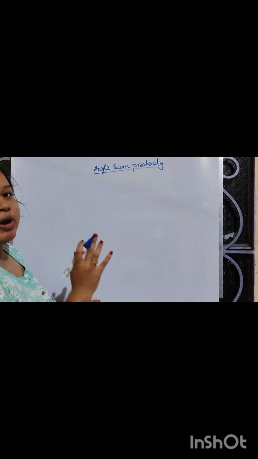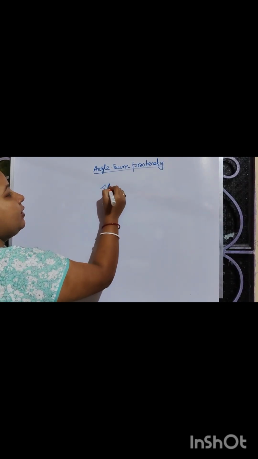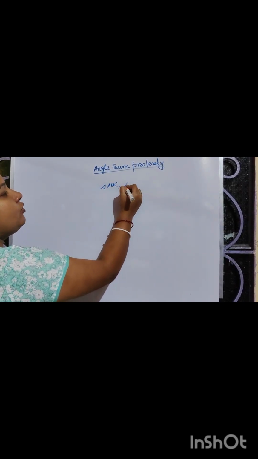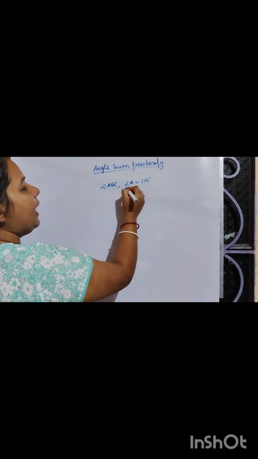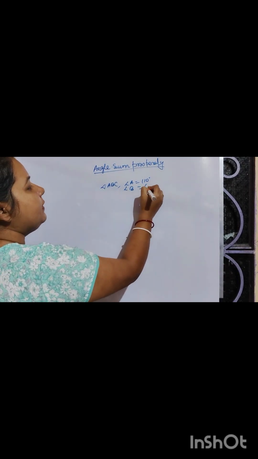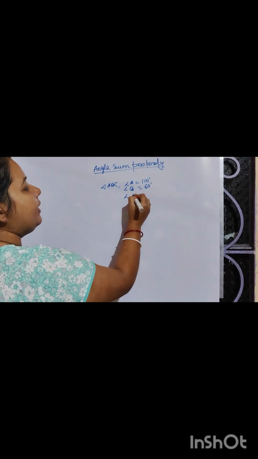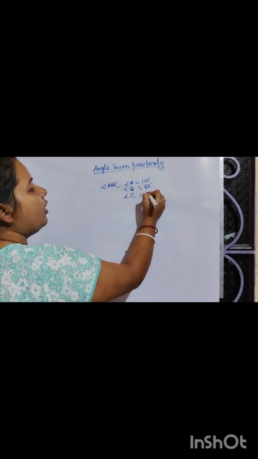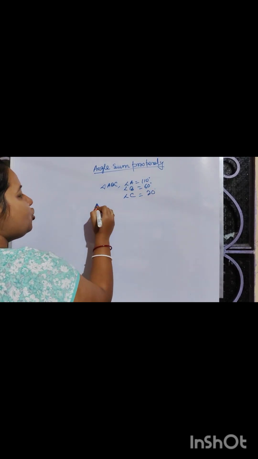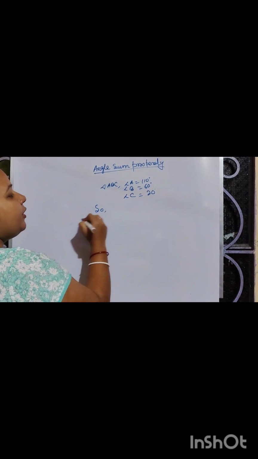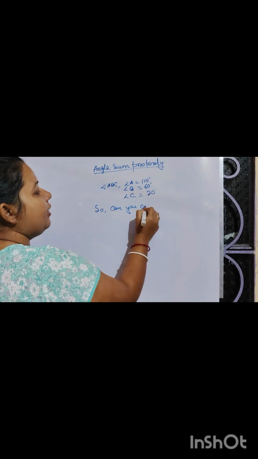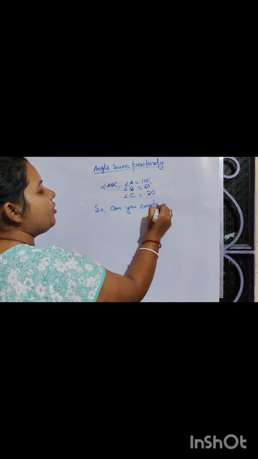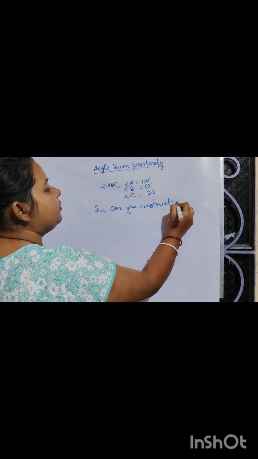Second type of question. See, suppose in a triangle ABC, the values of angle A equals 110 degree, angle B equals 60 degree, and angle C equals, suppose, 20 degree given. So the question is: can you construct the triangle? That is the question.